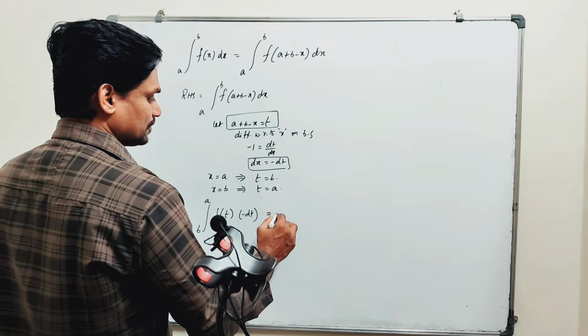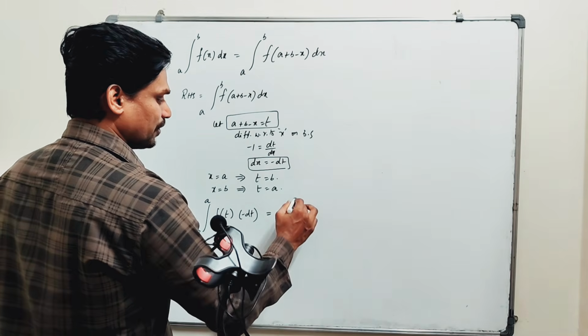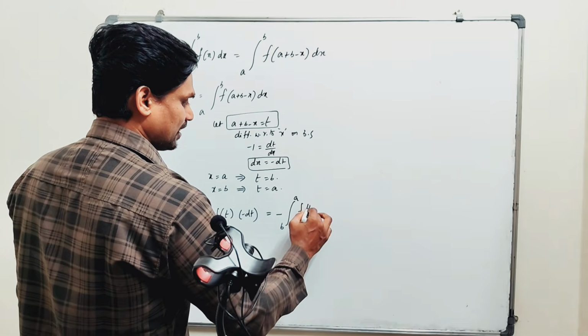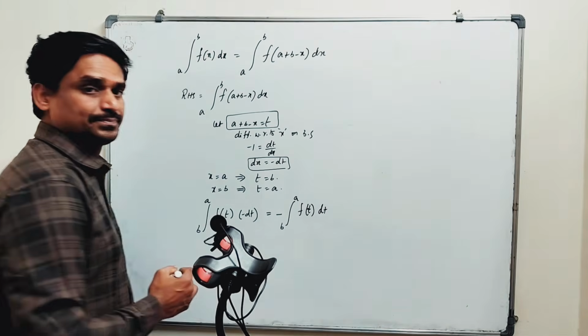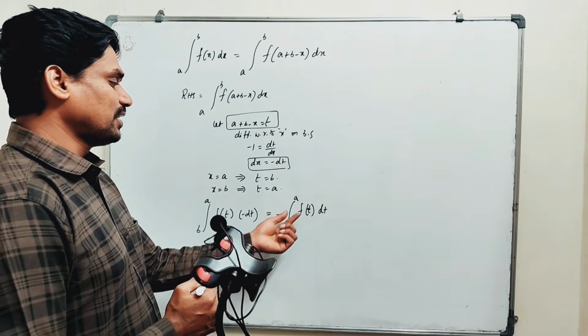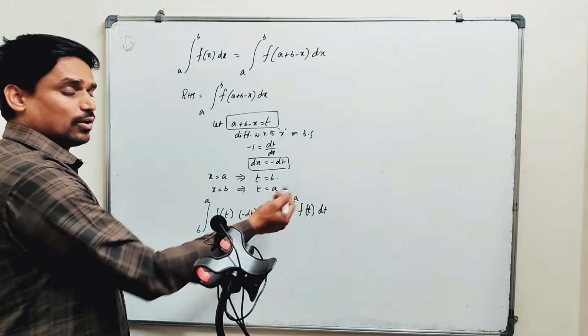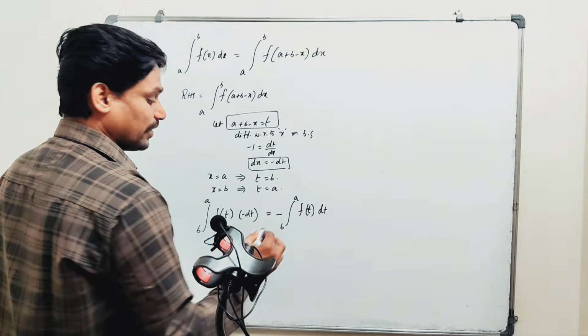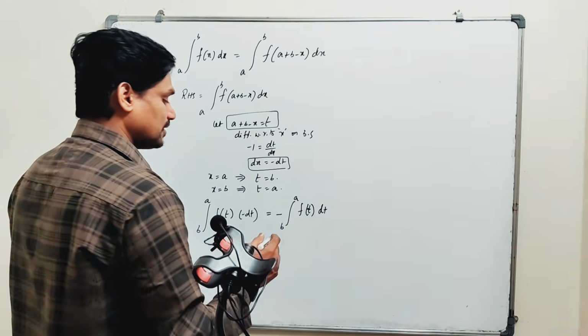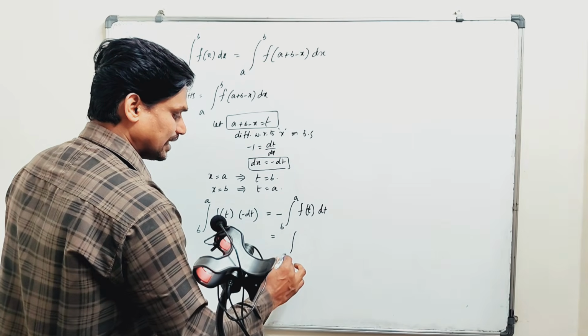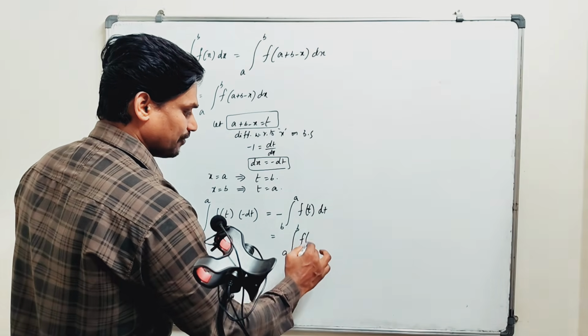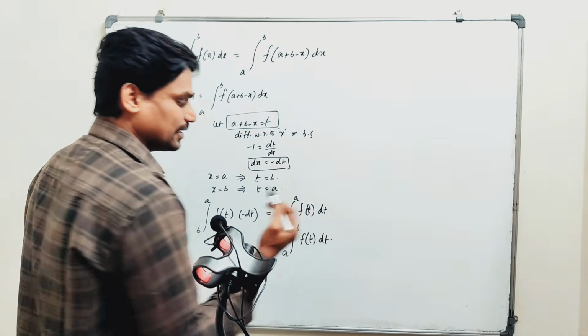Alright, minus integral b to a f of t dt. We have a property: when we swap the lower limit and upper limit, we get a minus out. Already there is a minus here, so it becomes plus. So integral a to b f of t dt.